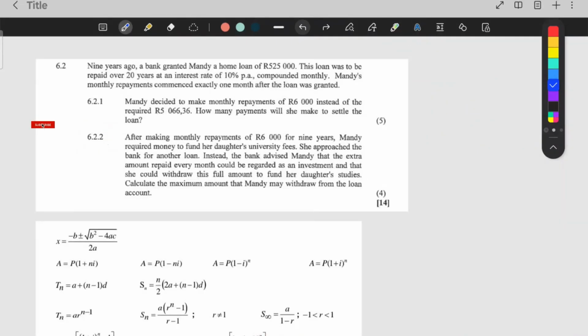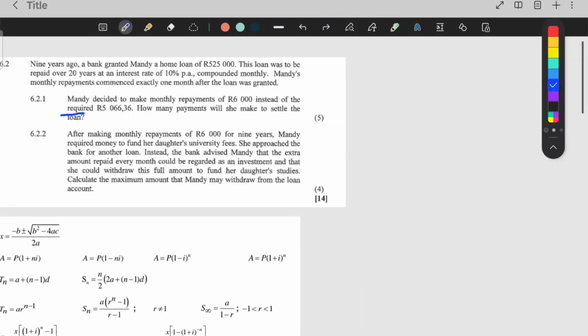Okay, 6.2.2 says, after making monthly payments of 6,000 Rand for 9 years, Mandy required money to fund her daughter's university fees. She approached the bank for another loan. Instead, the bank advised Mandy that the extra amount she repaid every month could be regarded as an investment and that she could withdraw this full amount to fund her daughter's studies. Now they're asking, calculate the maximum amount Mandy may withdraw from the loan account.